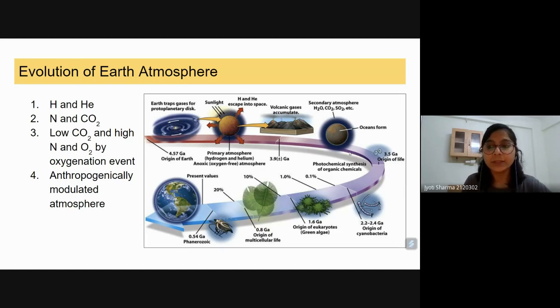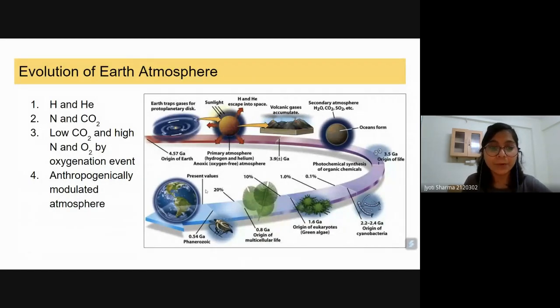What happened next? After some billions of years, photosynthetic life survived on the Earth. Photosynthetic organisms take in CO2 and release oxygen into the atmosphere. This event is known as the oxygenation event, in which oxygen was released and CO2 was absorbed. So right now we have an atmosphere with approximately 21 percent oxygen and 0.03 or 0.04% CO2.